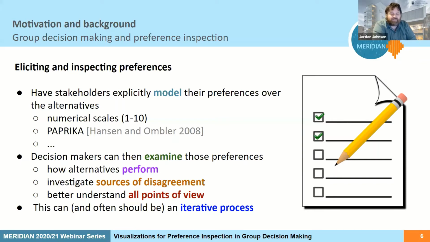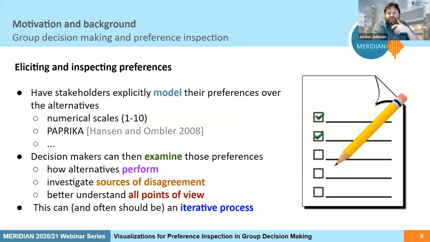Another way that's known in the literature is called the PAPRIKA method, where you elicit people's importance in terms of the attributes. For example, you ask a question: would you rather have great Wi-Fi and no pool, or would you rather have a huge pool and no Wi-Fi? You ask questions like these over and over again to get an understanding of how much each stakeholder values each attribute of the alternatives. And there are other ways as well.